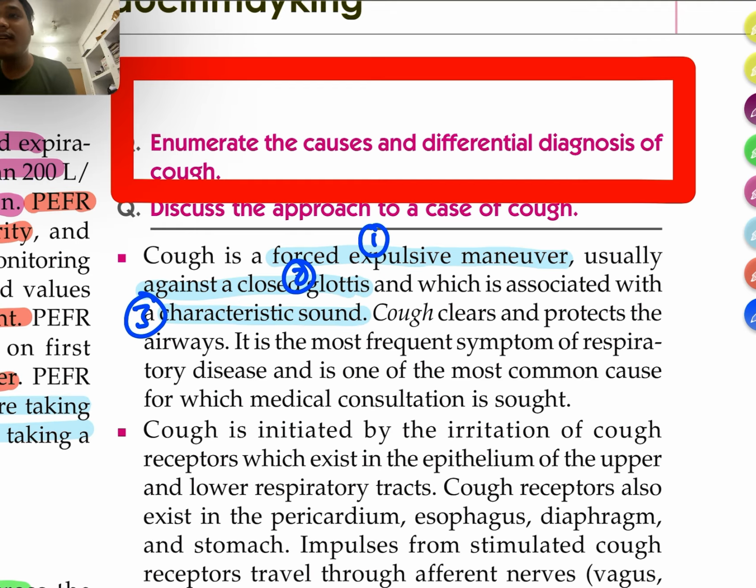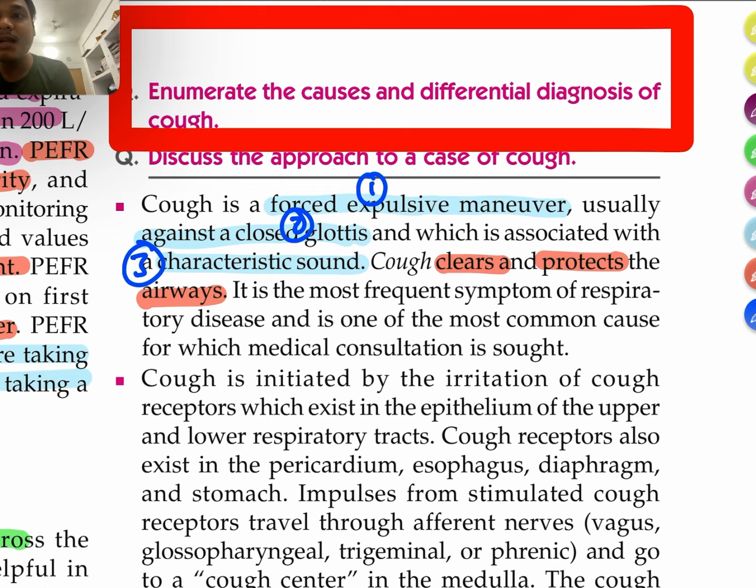Okay, what is the function of coughing? It is clearing and protecting the airway. It is the most frequent symptom in respiratory disease, and one of the most common causes for which medical consultation is sought. This is the most common problem, as you all know, we have it in our routine days.